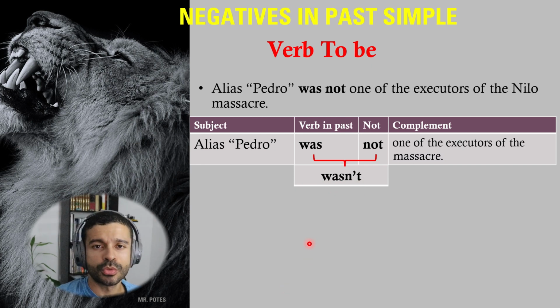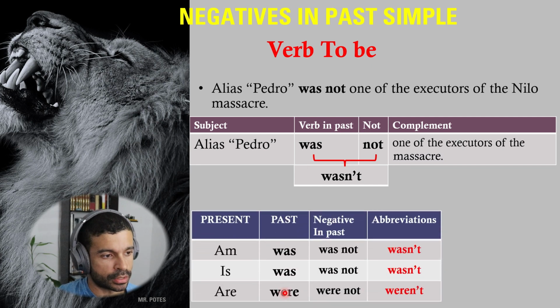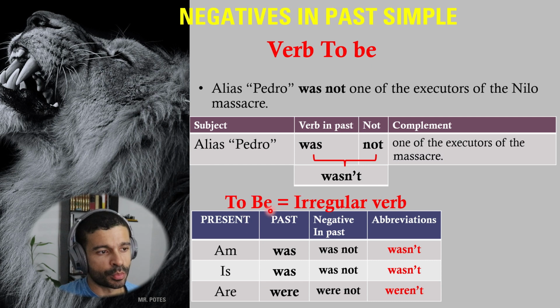And the same happens with the plural conjugation of the verb to be in past, which is were, as we can see over here. The past of are is were, and remember that were is used for plurals. Okay, so here we have it, were not. The abbreviation of that is weren't. Remember that the verb to be is an irregular verb, okay?